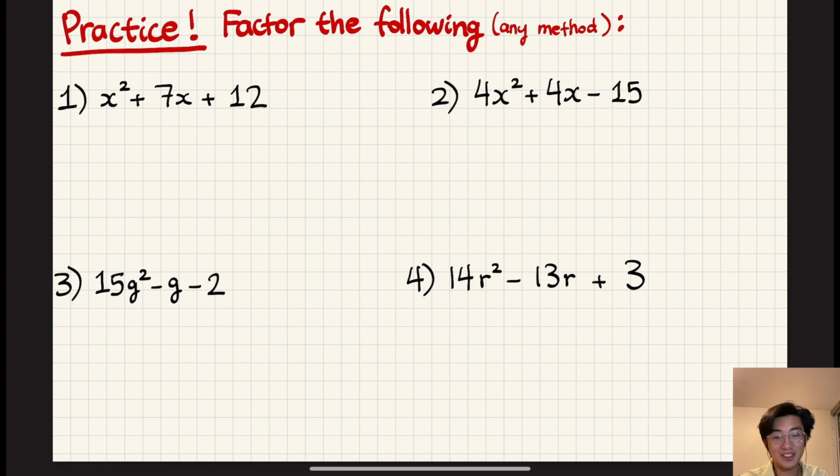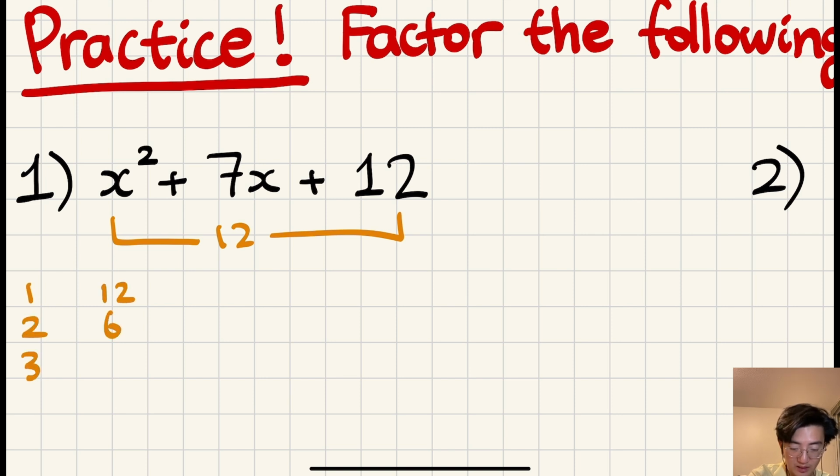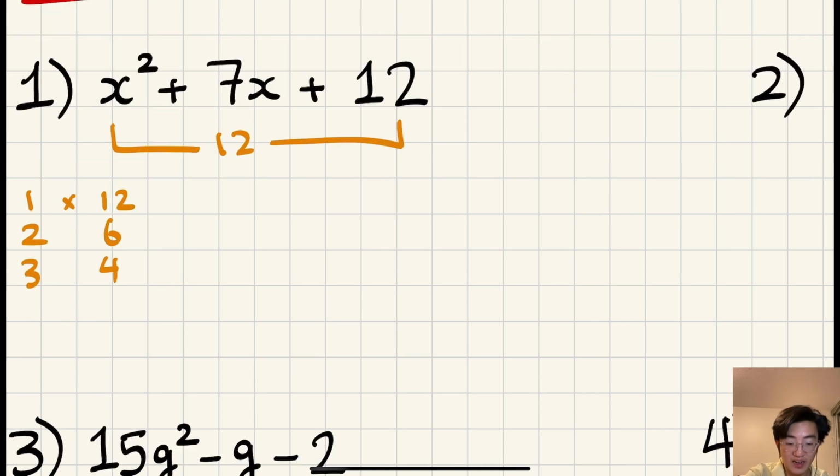Alright, let's go over the answers now with the decomposition method. Right here we have 1 times 12, so when we decompose it we list all the factors: 1, 12, 2, 6. Those are the factors of 12. When we sum them up, we have 13, 8, and 7, which means we can decompose the 7x into 3x and 4x.